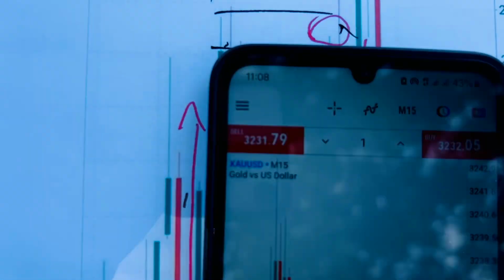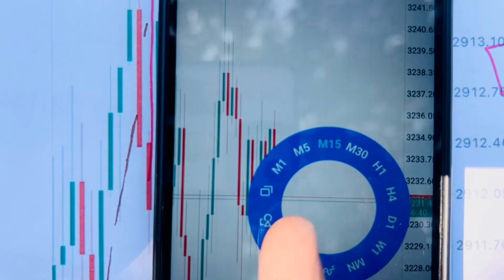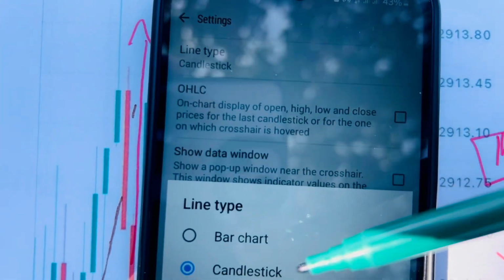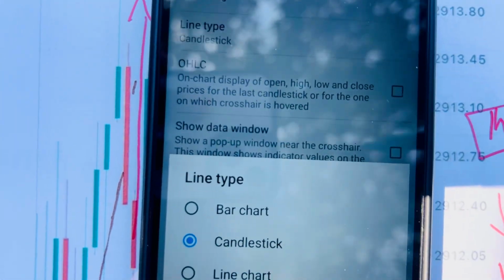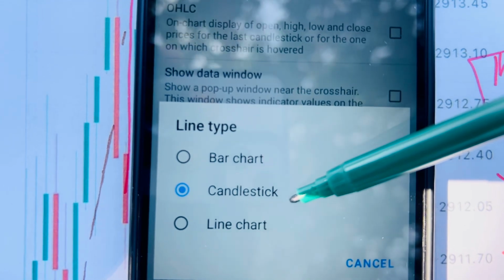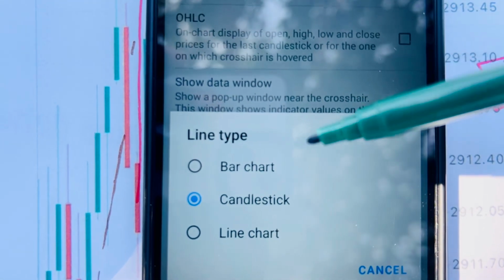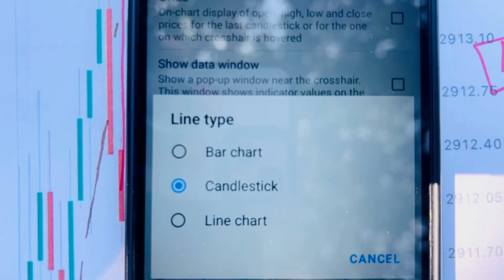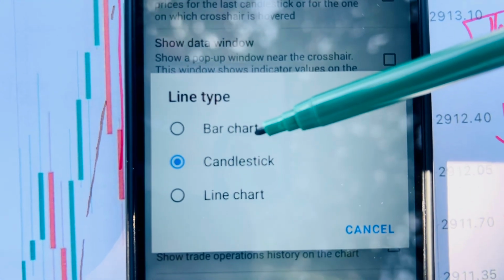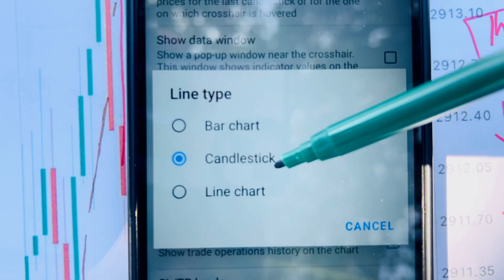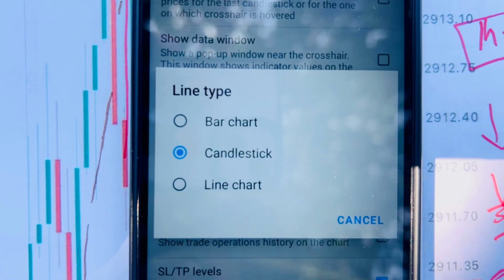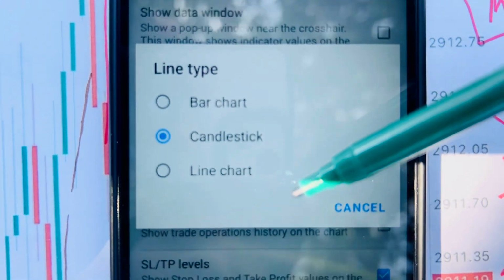The chart, let me just show you here. Tap once, you come here. The chart type that we actually use is the candlestick chart, but here they say line chart, line type. Okay, anyway, it's fine. They say chart type. Anyway, they call it whatever. But the bar chart, we don't use it. We can use candlesticks, which is much better, has a better view, and the graphics are nicer and clearer. You can also use the line chart, which is quite simple.